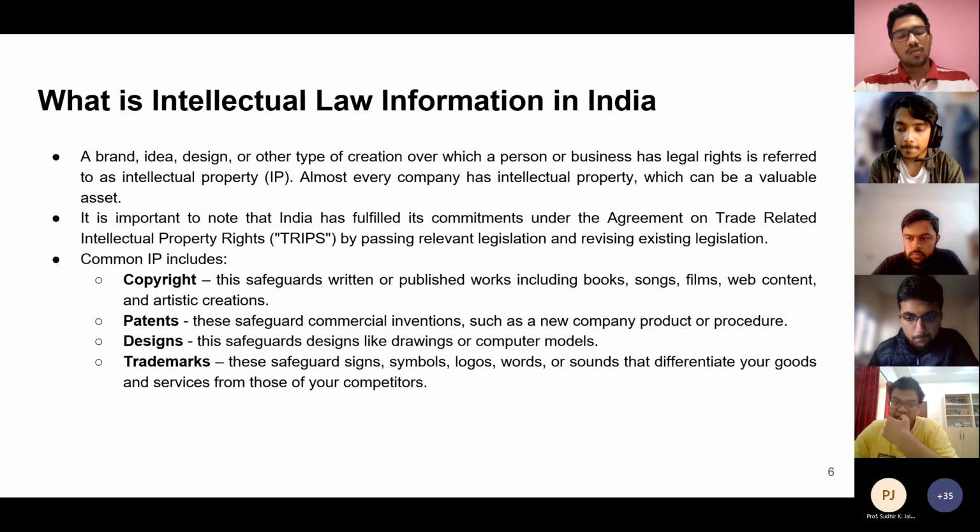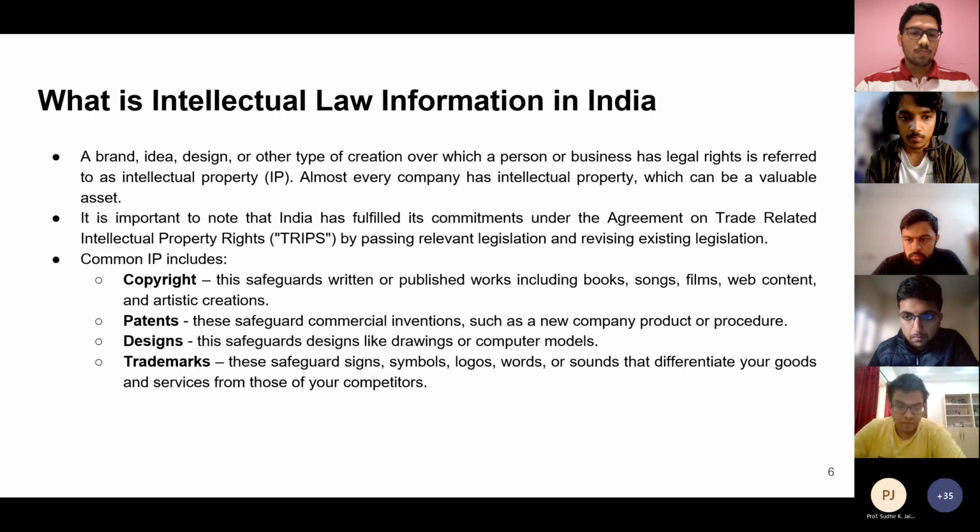So, what is included in common IP? Copyrights, patents, designs, and trademarks. Copyright safeguards any written or published works, which include books, songs, web content, etc. Patents safeguard commercial inventions, such as a new company's product. Design safeguards designs like drawings and IC circuits. Trademark safeguards the signs, symbols, logos, words, and sounds that differentiate one company's goods from their competitors.